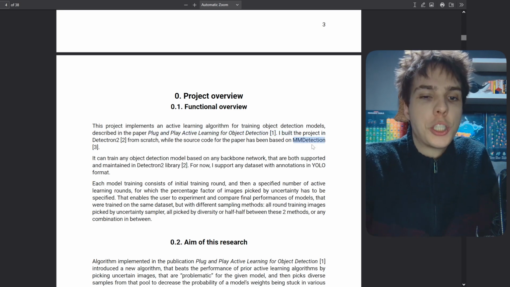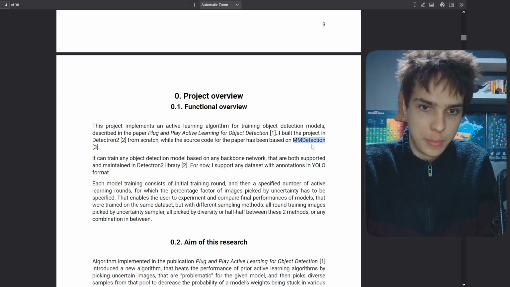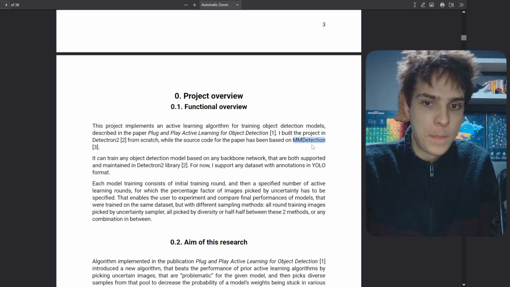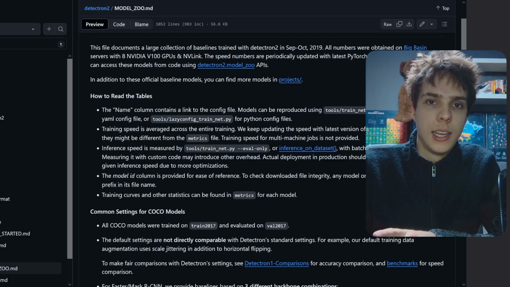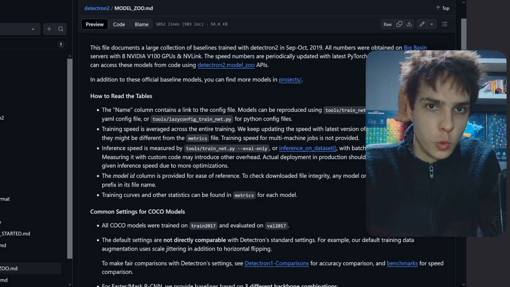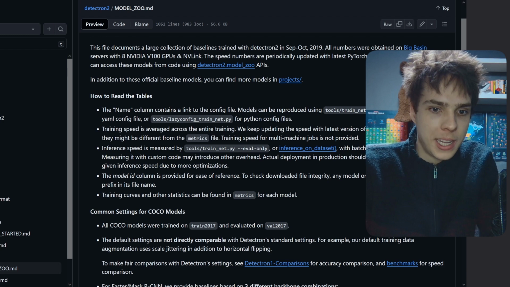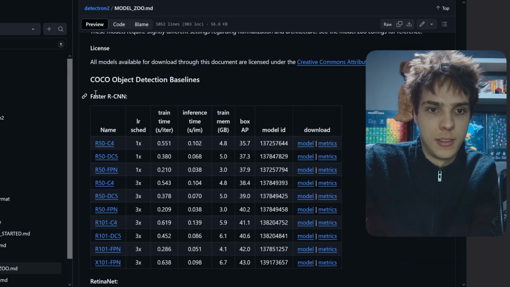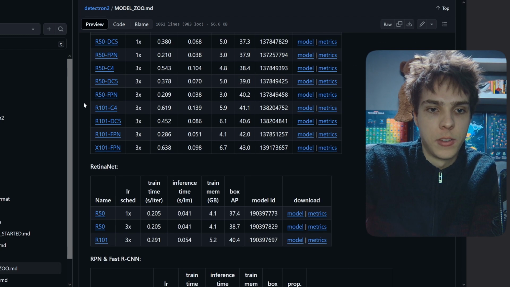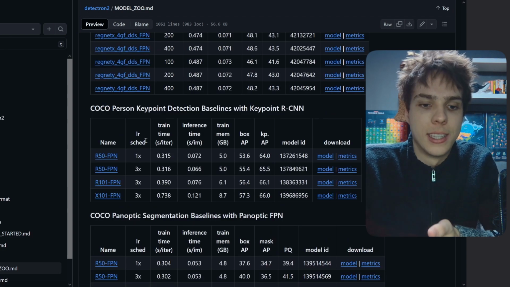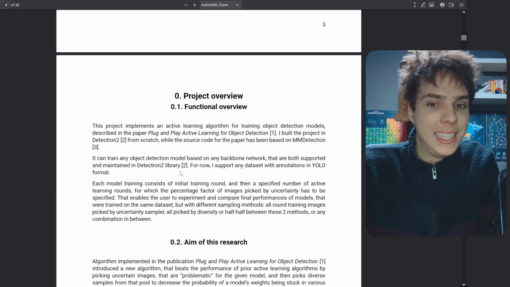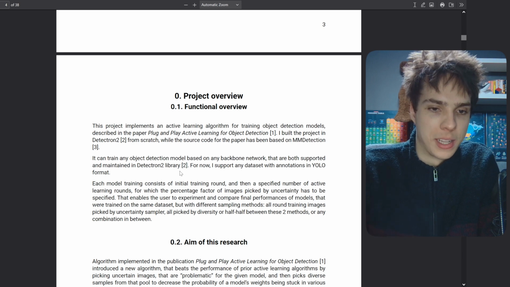It can train any object detection model based on any backbone network that is both supported and maintained in the Detectron2 library. And you can see that in their model zoo, so you know which models they support. Like we have Faster R-CNN with ResNet-50, ResNet-101, RetinaNet, and other stuff pre-trained on different data. For now, I support any dataset with annotations in YOLO format.